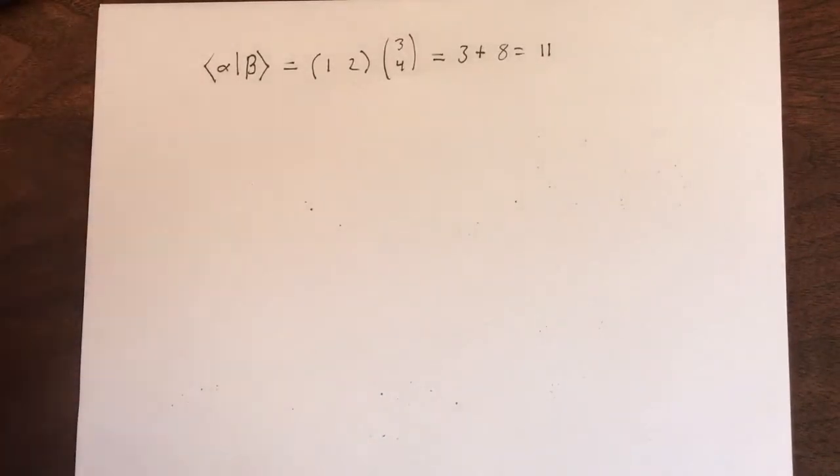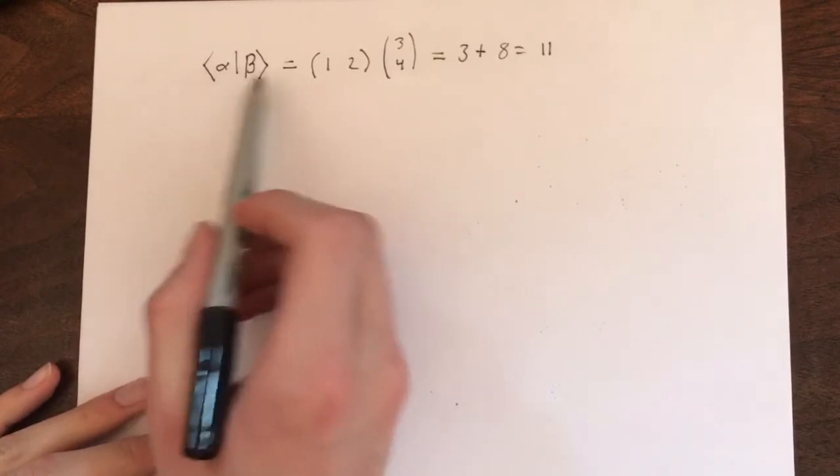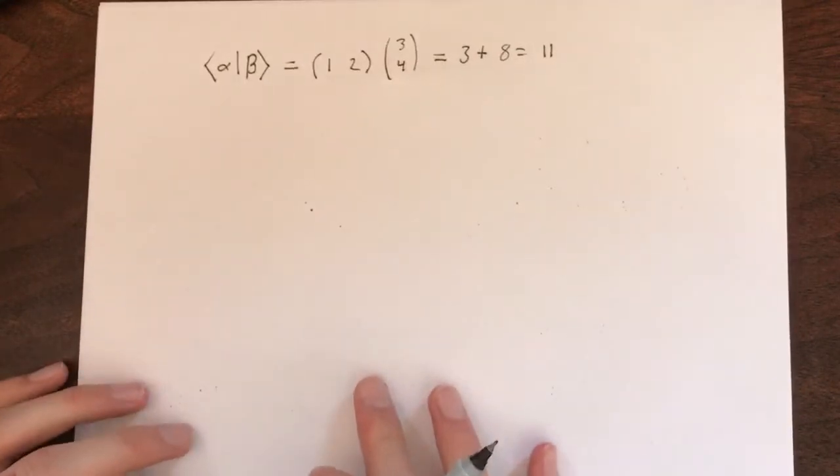The reason that they're called bras and kets, by the way, is because when you take this inner product, it reads bra, ket, like bracket. And you can thank Paul Dirac for that.